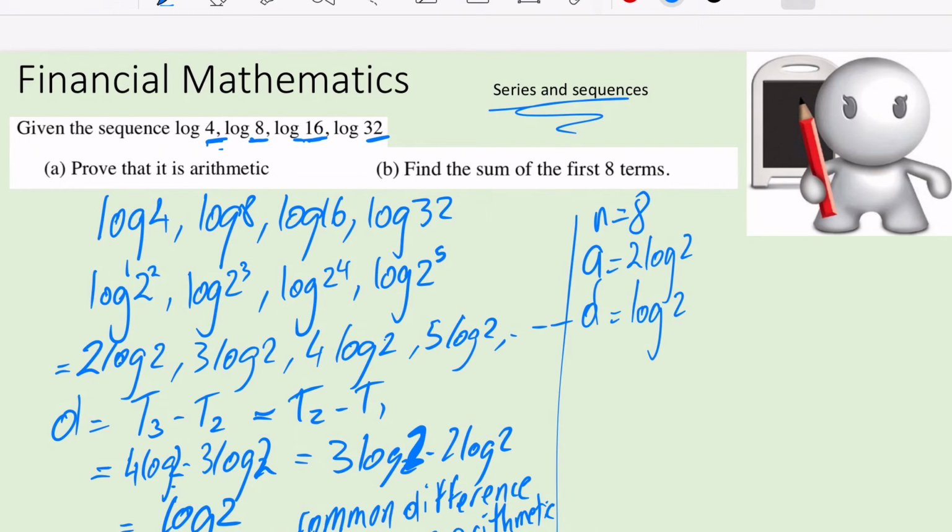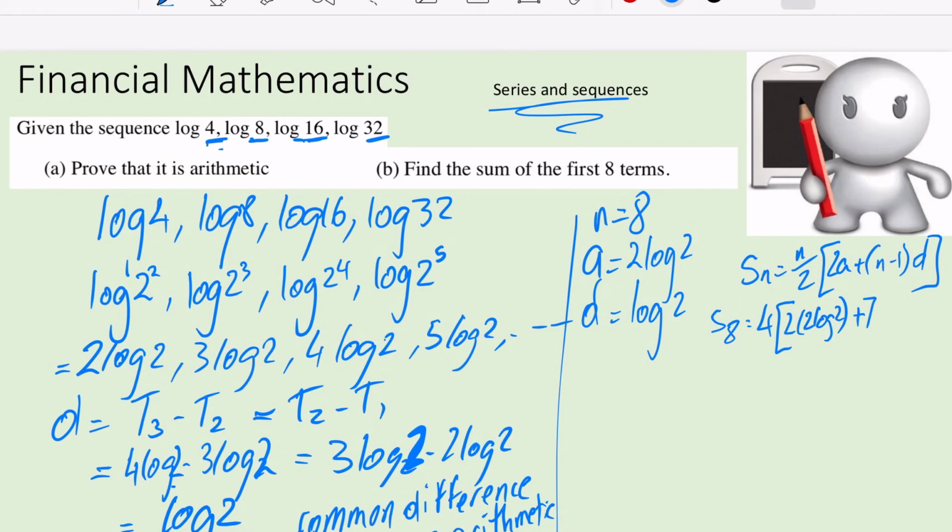Okay, now using the formula that's given to you on your formula sheet, it's n over 2 outside of 2a plus n minus 1 d. So the sum of the first 8 terms is 4 outside of 2 times 2 log of 2 plus 8 minus 1, which is 7, multiplied by the log of 2.